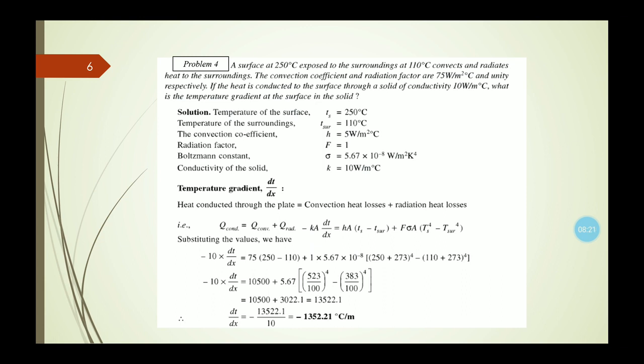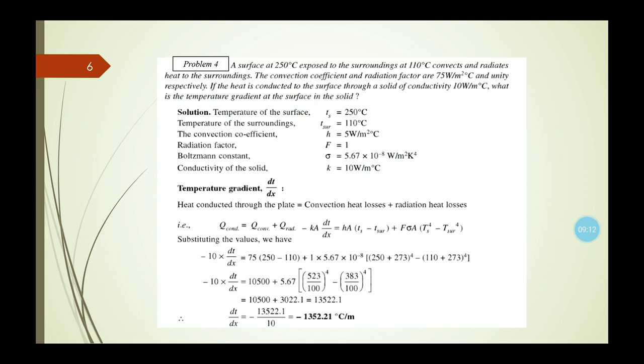Now we need to find the temperature gradient, and in the question it is given that the heat conducted through the plate is equal to the convection heat losses plus the radiation heat losses. So from the first line of the question we have formulated this line. The total conductive heat transfer equals the convective heat transfer plus the heat transfer by radiation. In case of conduction, Fourier's law of heat conduction is equal to minus kA dT/dx. This will be equal to Newton's law of cooling plus the Stefan-Boltzmann law. So this is the equation that we have formulated from the first line of the question.